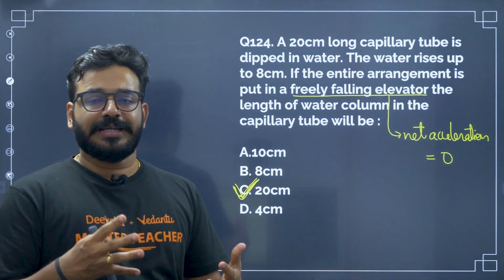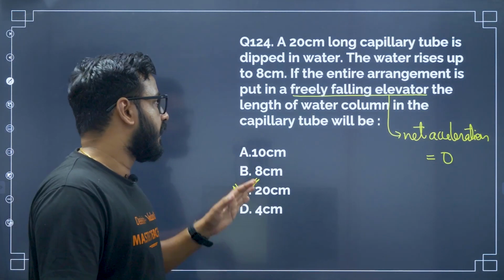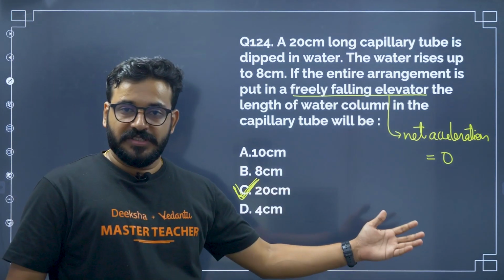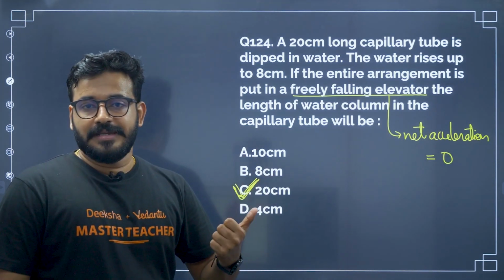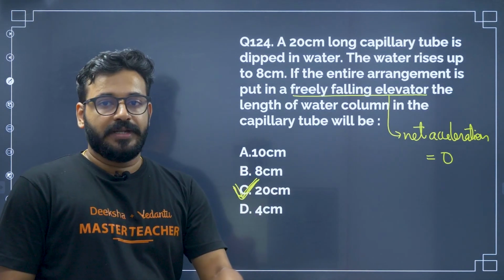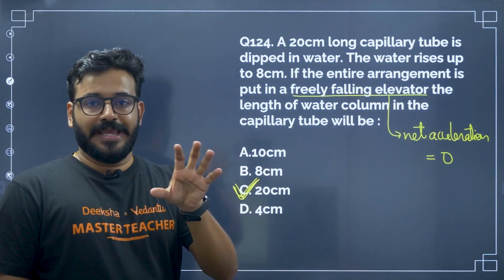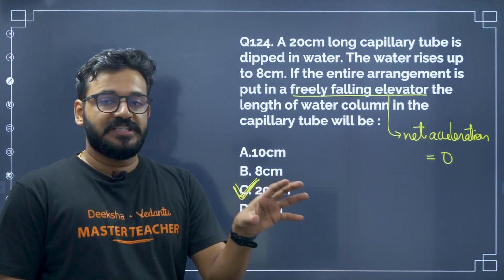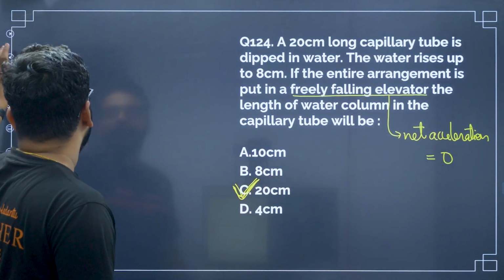So free falling means effective acceleration becomes 0 and the total tube will be filled. All right. Once again, this is a straightforward question. Yes, you have to have the idea of the net acceleration. When anything is in a lift, what will be the effective acceleration? It is g minus a when it is going down, g plus a when it is going up. In free fall, g minus a, the a part will be g itself, g minus g is 0, so effective acceleration will be 0. All right, fine.